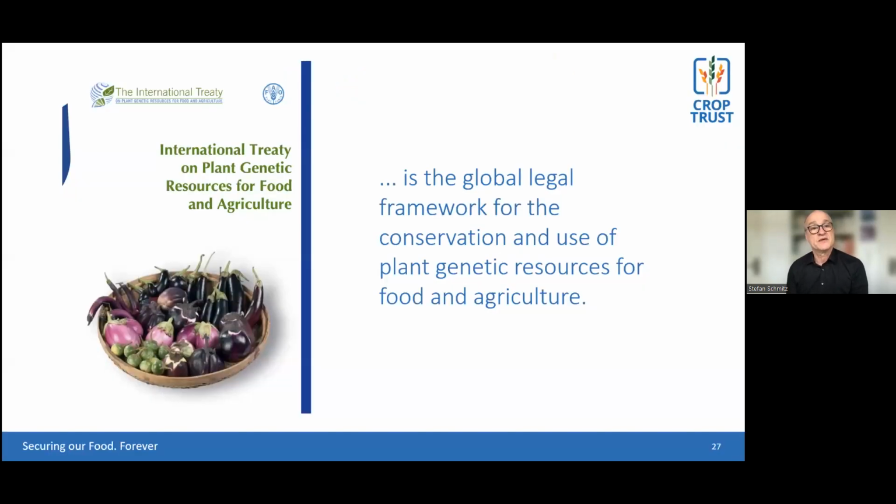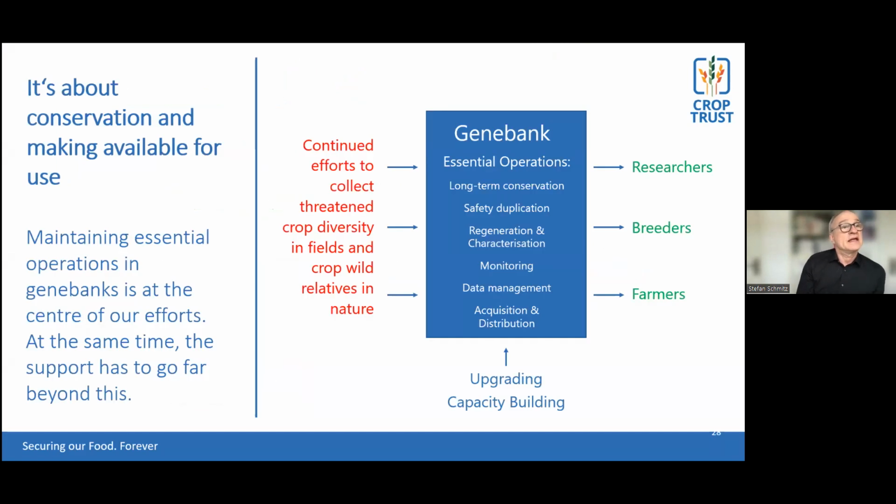Next slide, please. So coming back to the International Treaty on Plant Genetic Resources for Food and Agriculture, this is a global legal framework for the conservation and use of plant genetic resources for food and agriculture, and in particular under Article 15 of that treaty, and in Annex 1, it is clearly laid out where the Crop Trust is positioned.